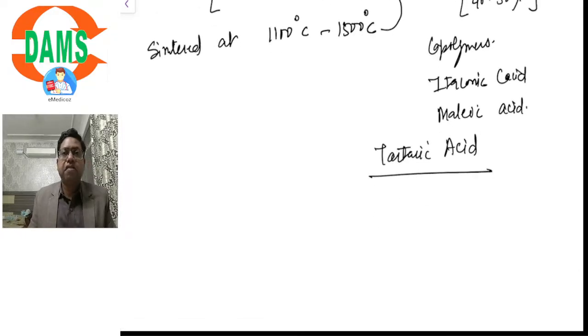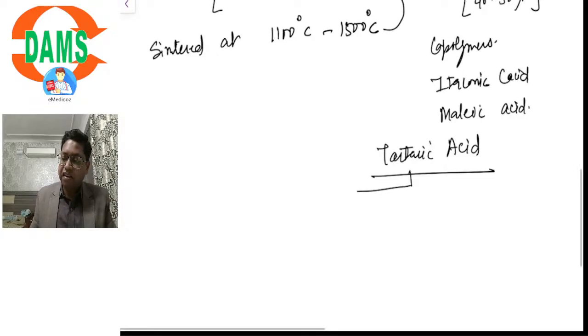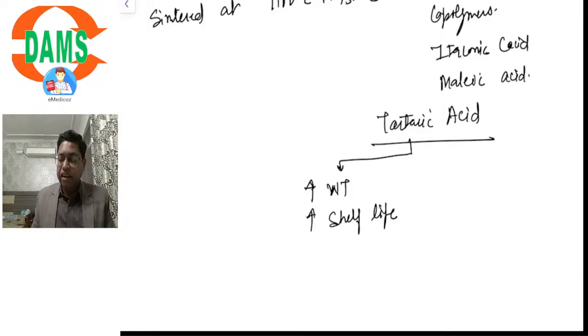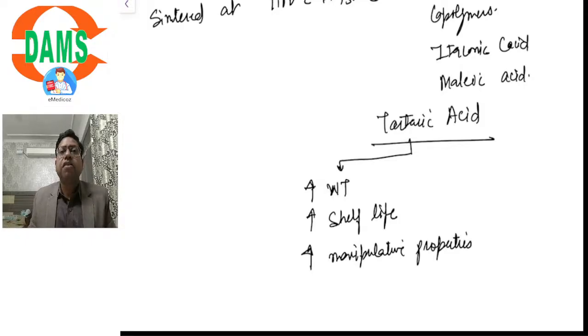Tartaric acid has a significant influence on the properties of glass ionomer cement. This tartaric acid increases the working time of the cement. It increases the shelf life of the liquid, especially. It also increases the manipulative properties, meaning it is easy to manipulate the cement that contains tartaric acid.